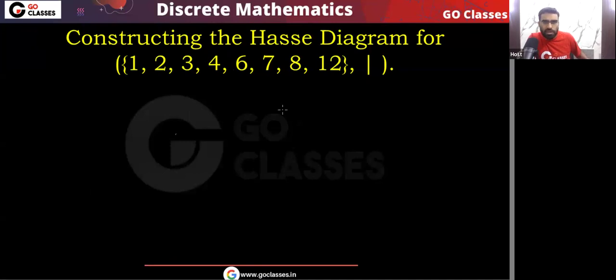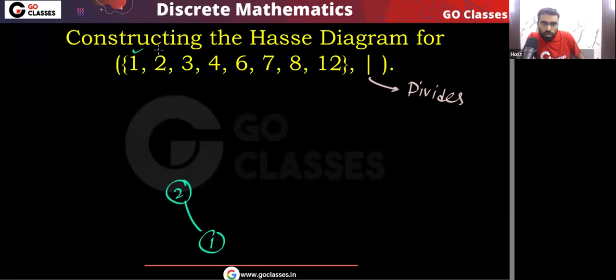Again, your relation is divides relation. So you can see you will start from the bottom, right? Yes or no? So start from the bottom. Let's start from 1 because 1 divides 1, 1 divides 2. Now remember, please understand, this element is gone. This element is gone.